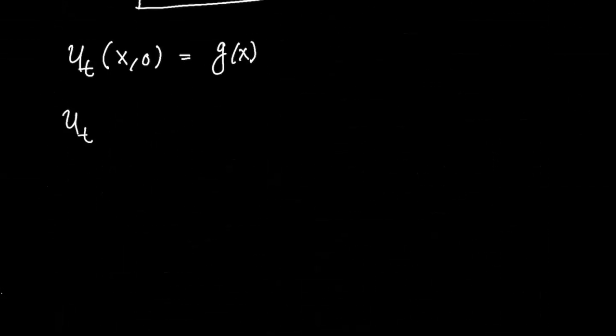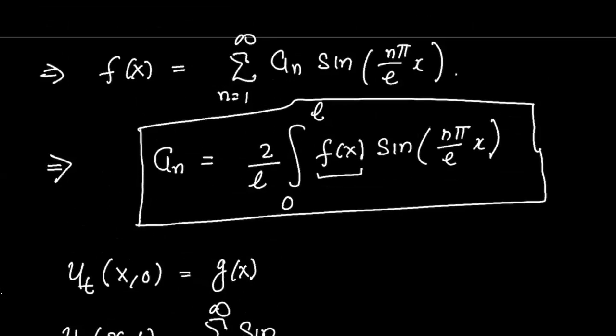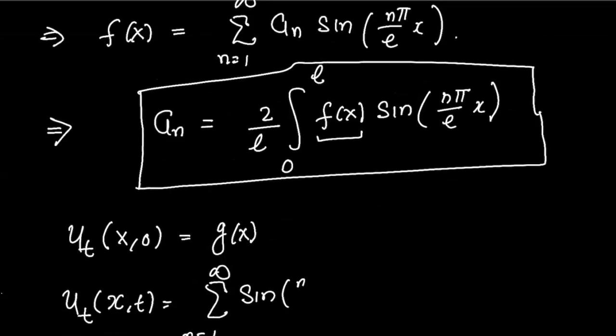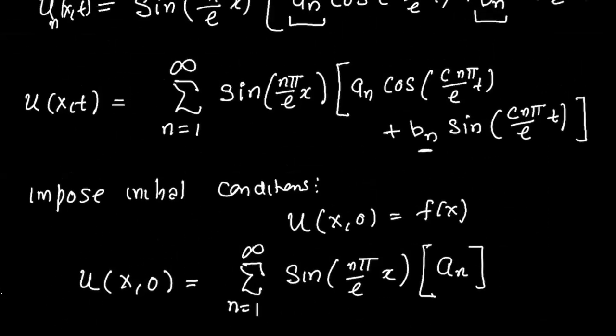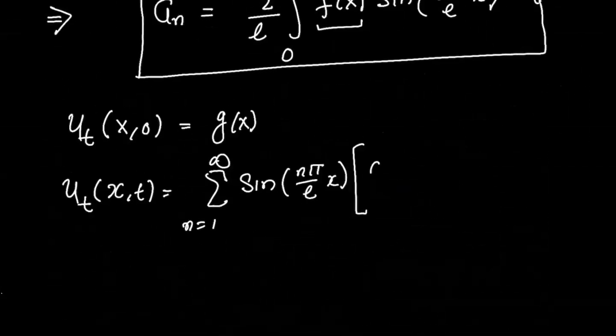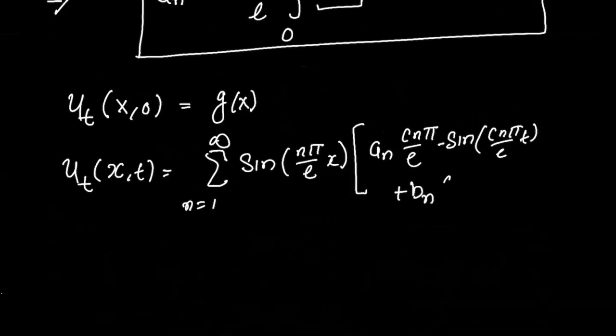So the solution u(x, t) is going to be a summation, n varying from 1 to infinity, of sine n pi over L x, and the derivative of this function with respect to t is going to be a_n c n pi over L. This is going to turn into sine c n pi over L t with a negative sign also. And this is going to be b_n c n pi over L. This is going to turn into a cosine c n pi over L t.